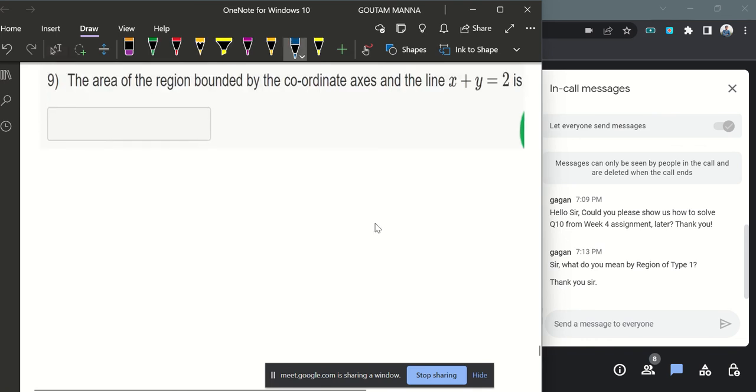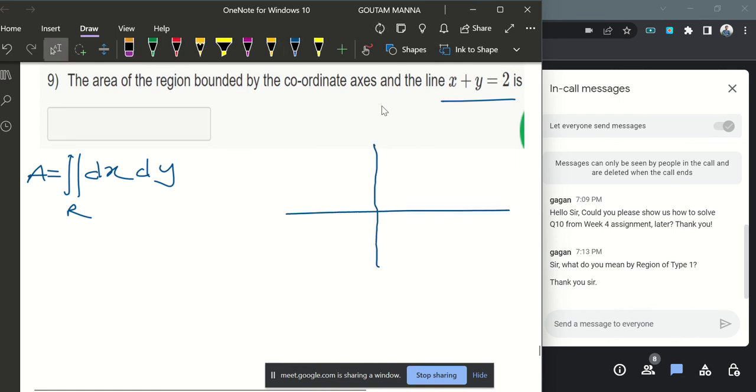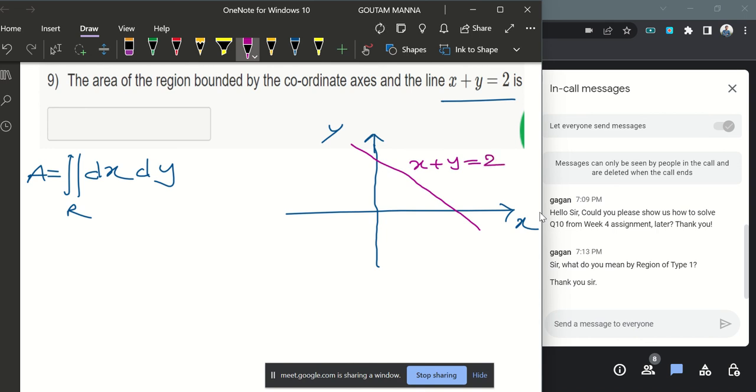Now problem 9: the area of the region bounded by the coordinate axes and the line x plus y equals 2. We are asked to find the area. Area means integration of dx dy. Now let's find out the region. This is x, this is y, and this is the x plus y equals 2 line. We are asked to find the area of this. So this is x equals 2, this is y equals 2.